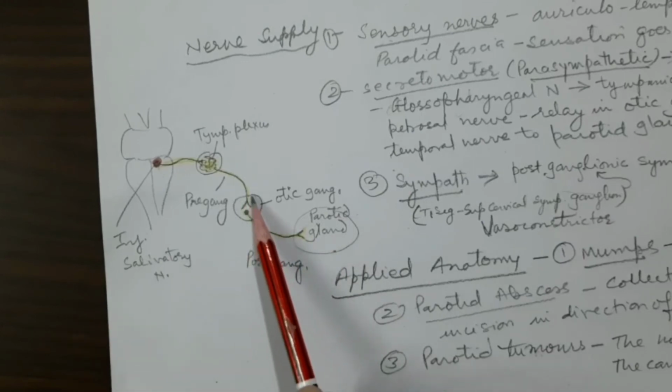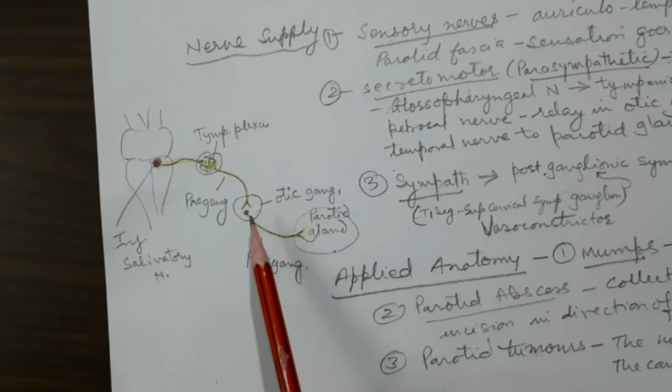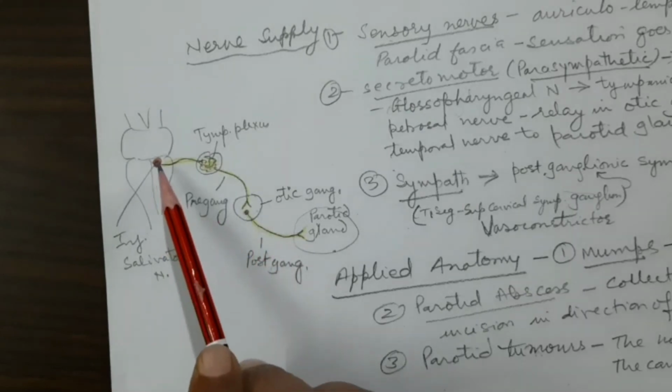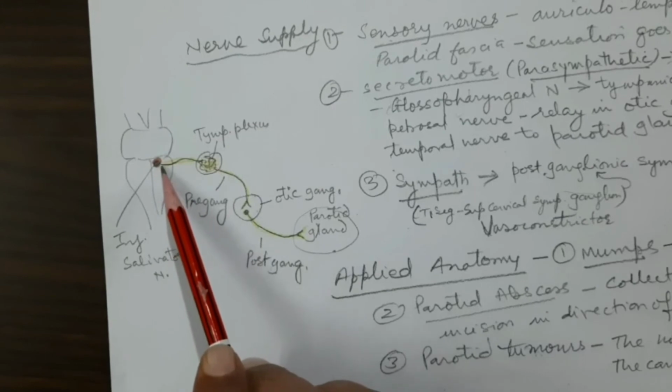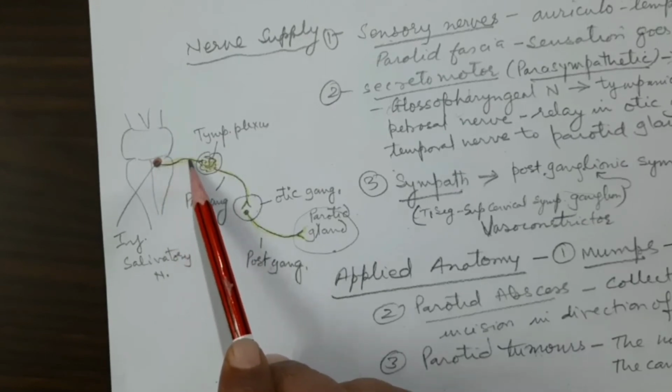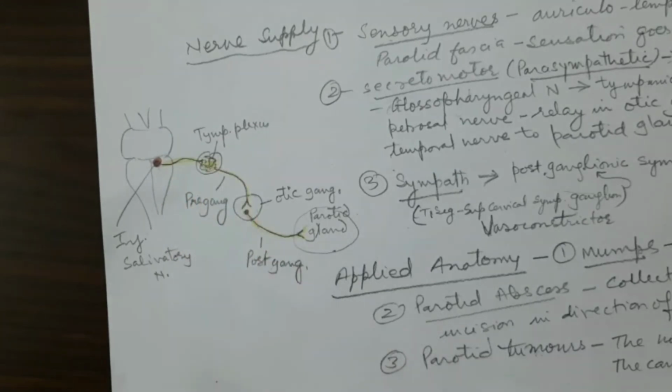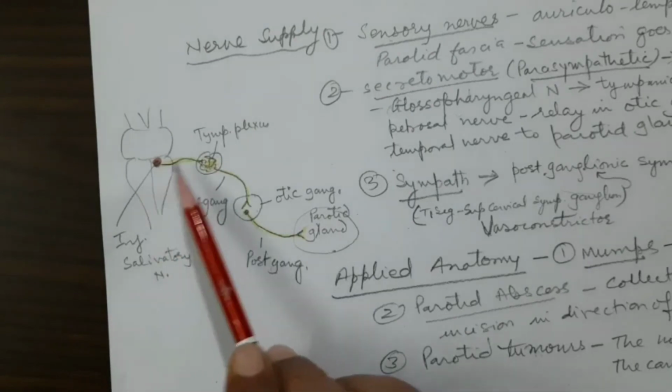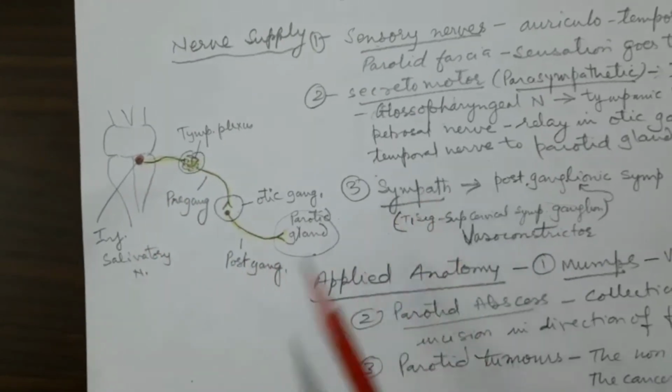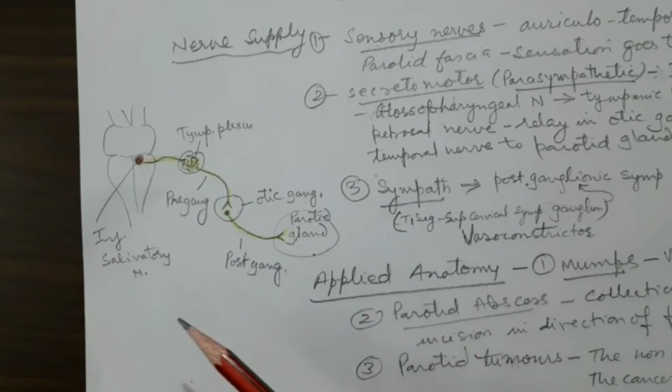So the otic ganglion is a ganglion where the postganglionic neurons are located, and this is the inferior salivatory nucleus in the brainstem where the preganglionic neurons are situated. So this is how the secretomotor or parasympathetic fibers are located.